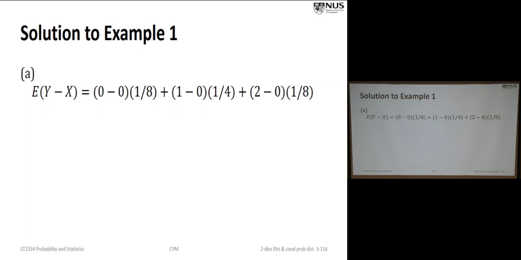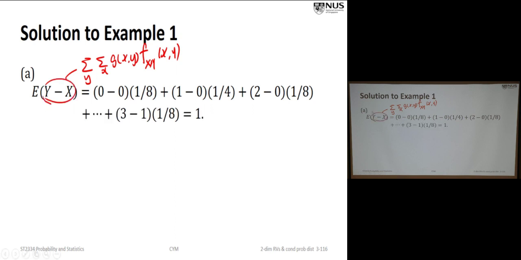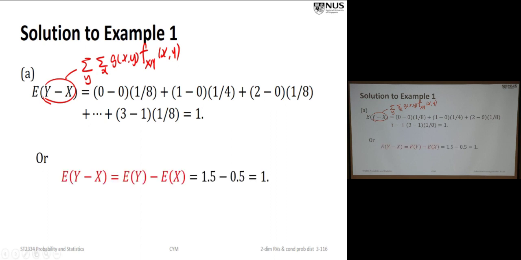Now for this one, I use the method: sum over xy of g of xy times the PDF, the probability function. So this is what I did here, right? This is a function of xy. All right? So I got the answer, it is 1. But alternatively, as I said earlier, expectation of y minus x is equal to expectation of y minus expectation of x. So long as, okay.